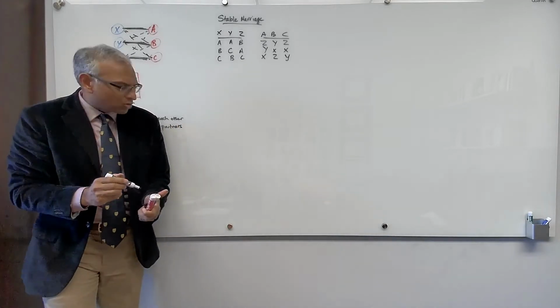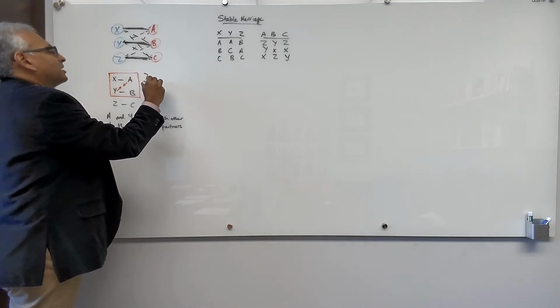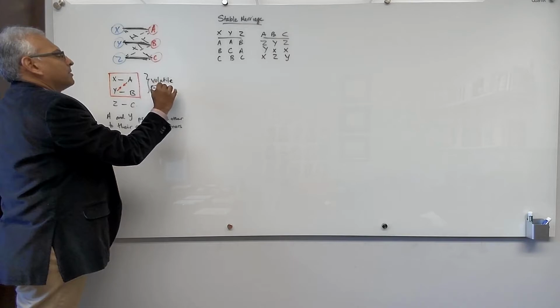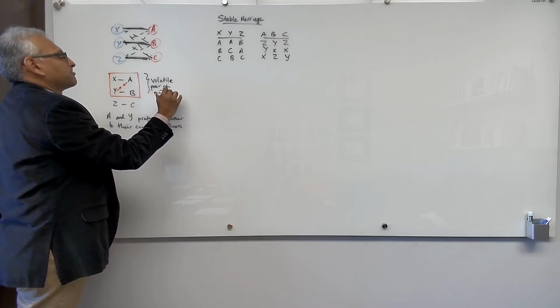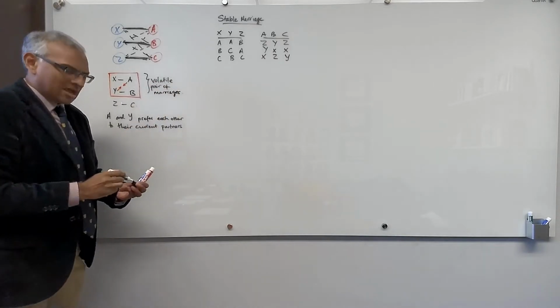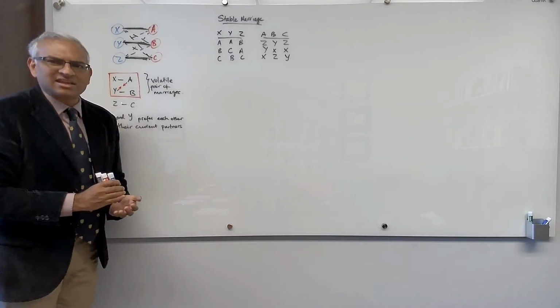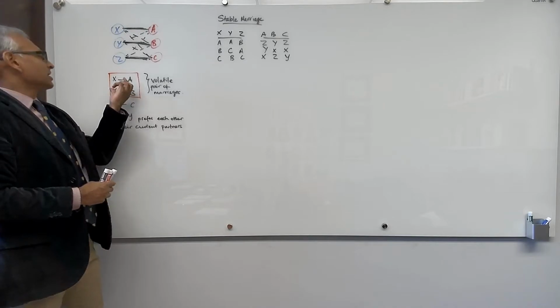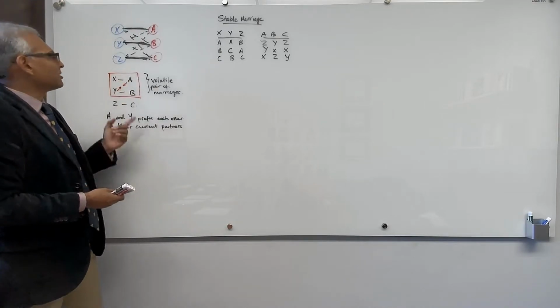That's asking for an explosion. We call this a volatile pair. Volatile pair of marriages. And what's going to happen here is this is a very unstable situation. X and A are going to explode, Y and B are going to explode, and X and A are going to hook up. And let's look at what happens to X.